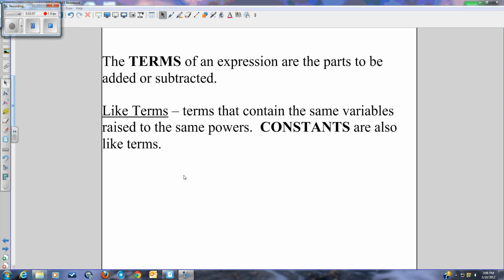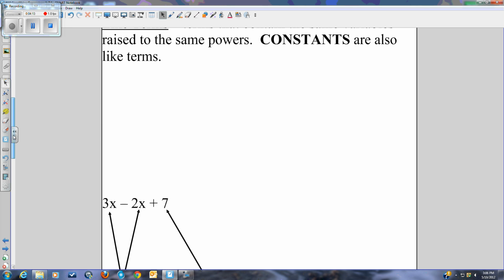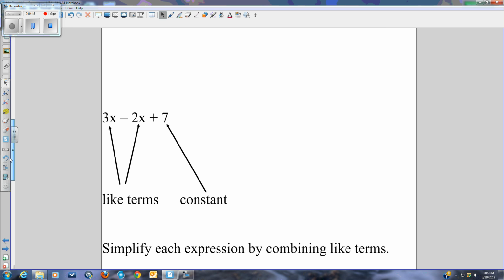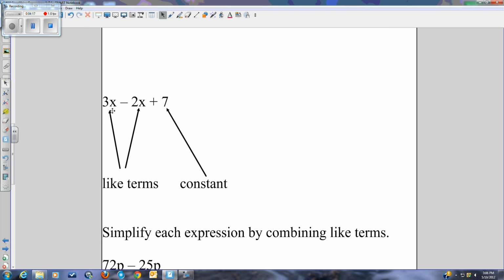The terms of an expression are the parts to be added or subtracted. And that's a word we're going to be using often as terms. Like terms are terms that contain the same variables raised to the same powers. Constants are also like terms. So for instance, 3x and 2x are like terms because they contain the same variables, they're raised to the same power. 7 is a constant because it's just a number. A constant is just a number.